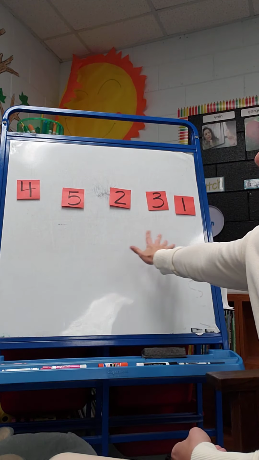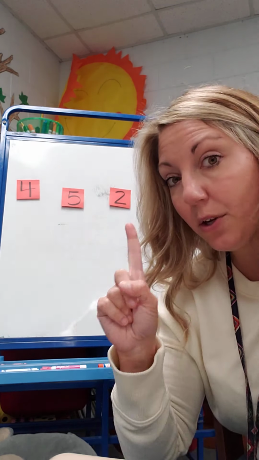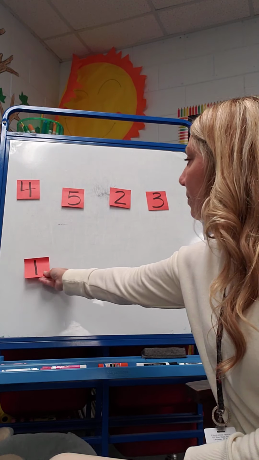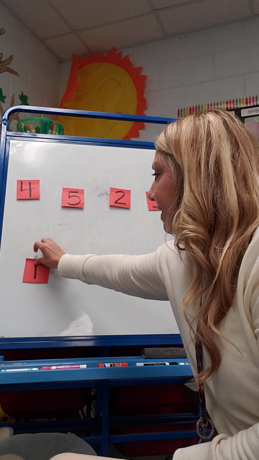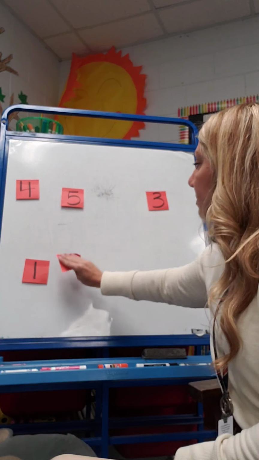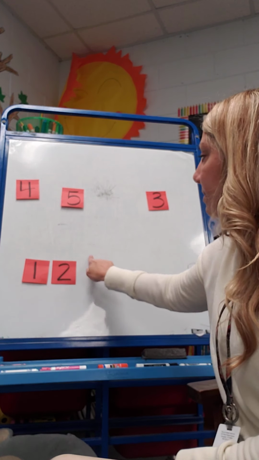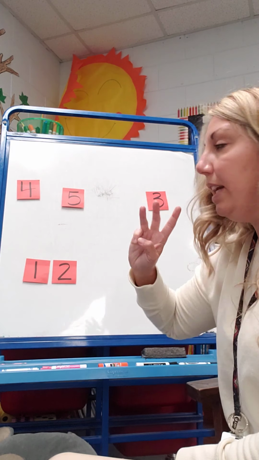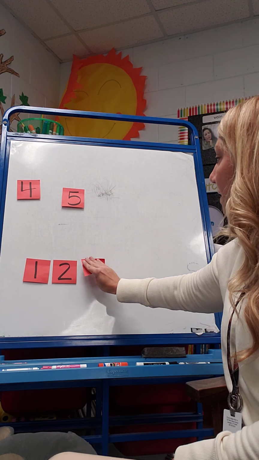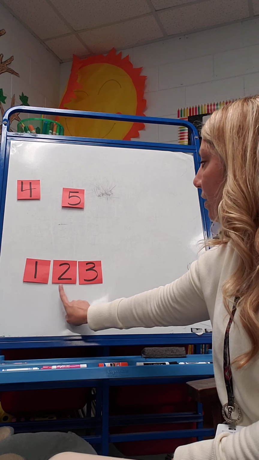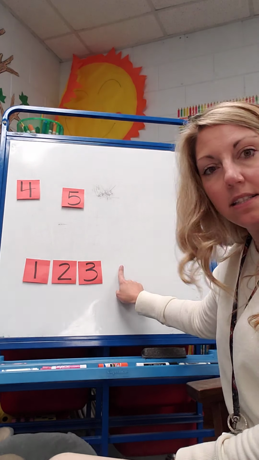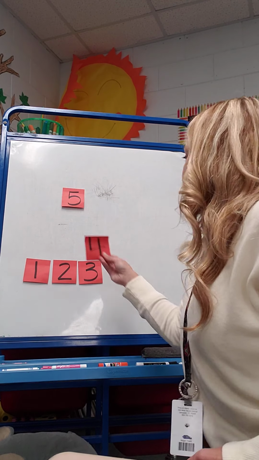I've got all these post-it notes up here and they each have a number on them, but they're not in order. All right? So, what number comes first in counting order when we're going to count? What do we start with? Number 1, all right? So here's number 1. What comes next? 2. Yep. And then what comes next? 3. That's right. Okay. So 1, 2, 3. What's next? 4. Good. Okay.